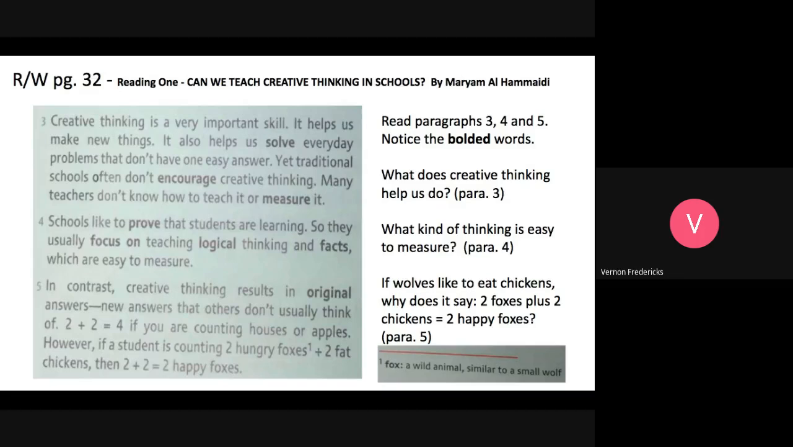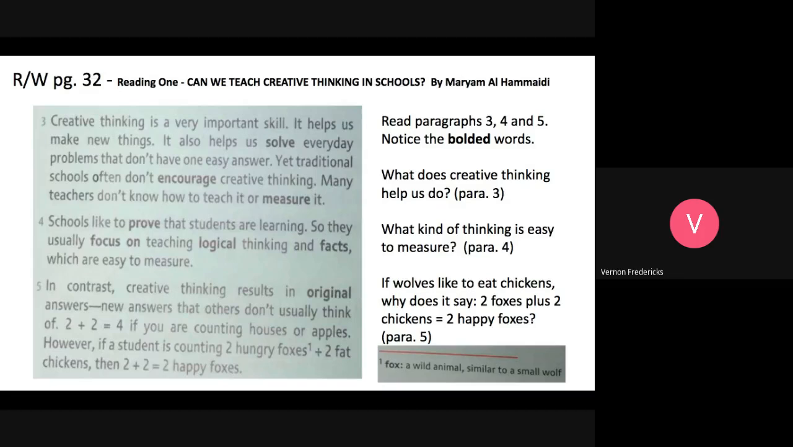I think that answer is straightforward. Schools focus on logical thinking and facts, which is easy to measure. So what kind of subjects is that? English maybe? History maybe? Science, math, yeah? It's easy to measure.